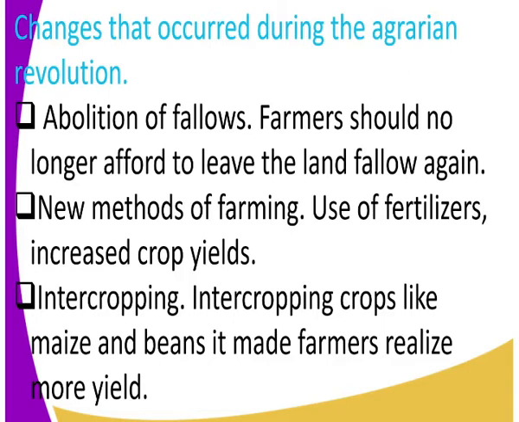And also, there was the issue of intercropping. What is intercropping, class? This is the growing of a crop in another crop. What does that mean? For example, you intercrop maize and beans. This made farmers realize more yields. Remember when you plant maize together with beans, the beans are adding nutrients to the soil. What does that tell us? There are more yields.